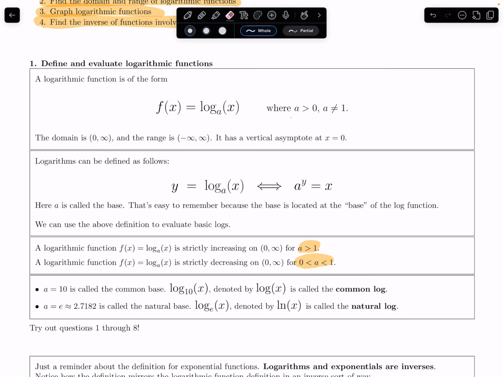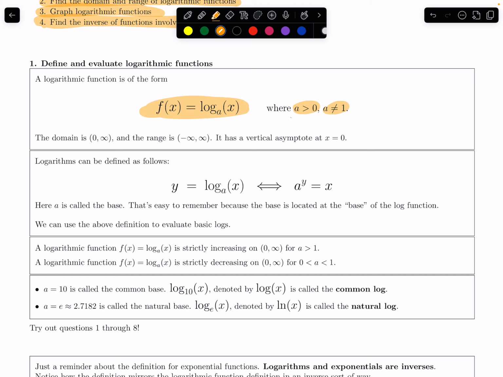Okay, so recapping, what did we learn? We learned that logarithmic functions have this format: f(x) equals log base a of x. It's only defined when a is bigger than 0. A cannot be 1 either.